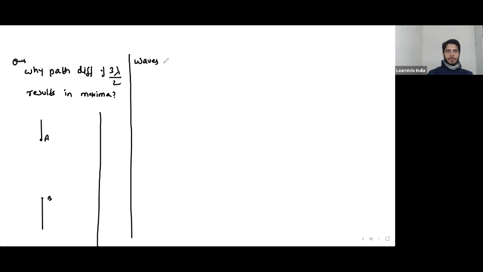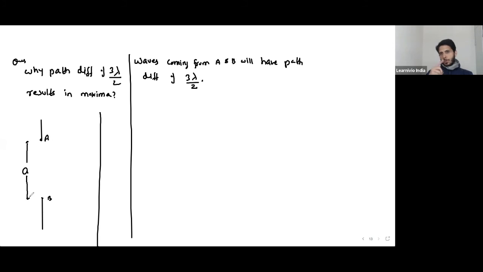Waves coming from A and B will have a path difference of 3 lambda by 2. So the waves which are coming from A and B will have a path difference of 3 lambda by 2. Now, the slit width is A. You can divide this slit into 3 equal parts, A by 3, A by 3, A by 3.